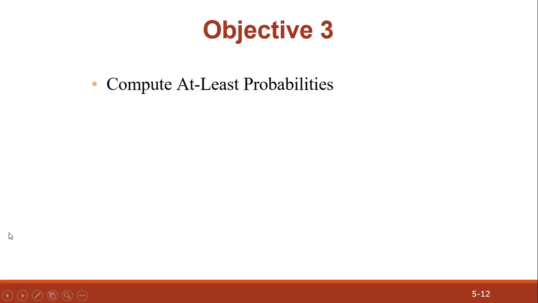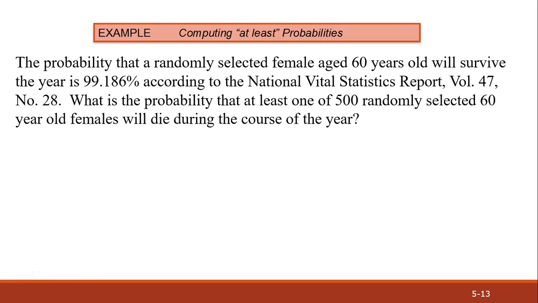All right, so here is our third objective in this section 5.3. It's computing at least probabilities. And the example that I have here for you is similar to the previous one. It says the probability that a randomly selected female aged 60 years or older will survive the year, the same percent that we've looked at. What is the probability that at least one of 500 randomly selected 60-year-old females will die during the course of the year? Instead of it saying survive the course of the year, it says the opposite. So that is why we're saying compute the at least probability. So at least one of the 500 will not survive.